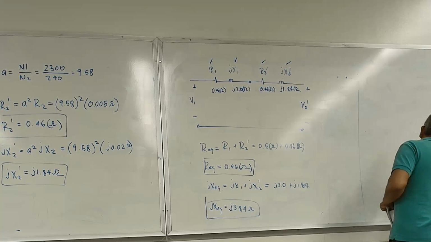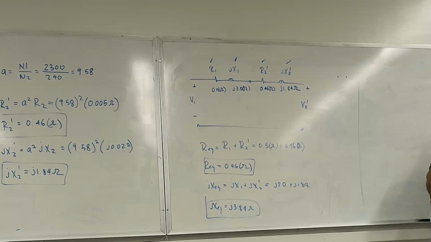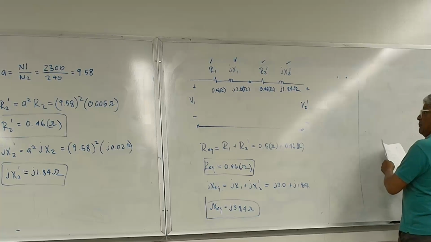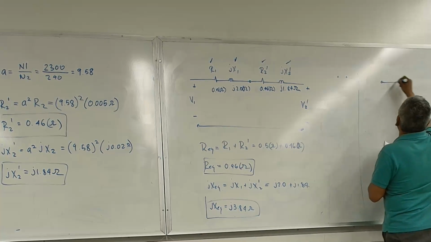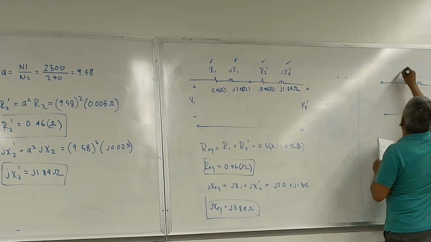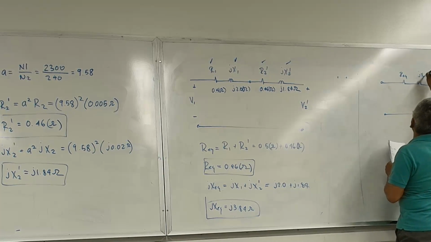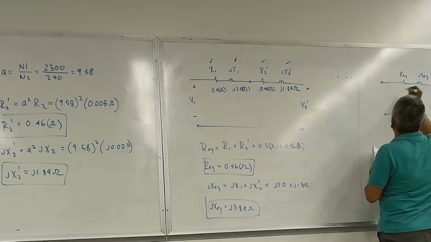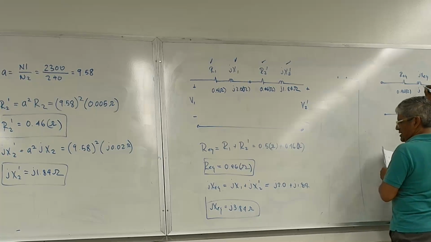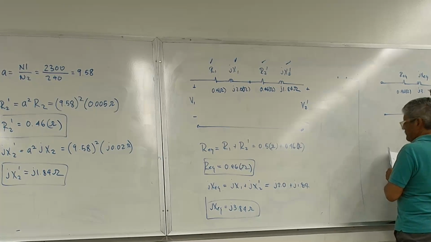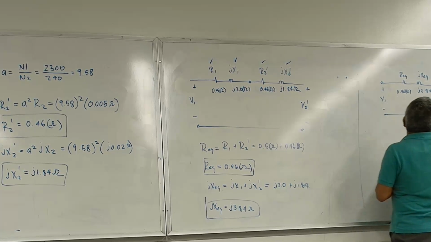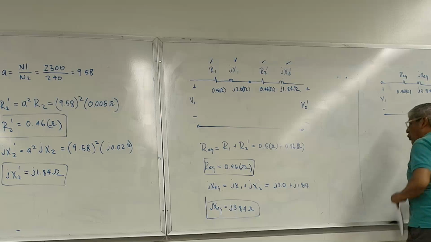I'm gonna come back to this too. So the answer for this one is, we can get it this way. REQ, JXEQ, what is it, 0.96 ohms, J3.84 ohms, okay, V1 plus minus, V2 prime plus minus.